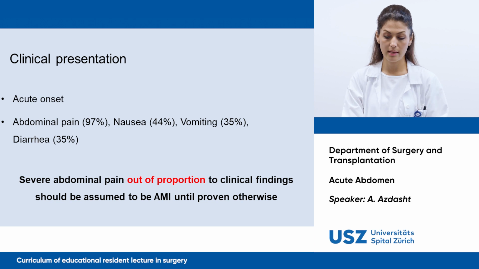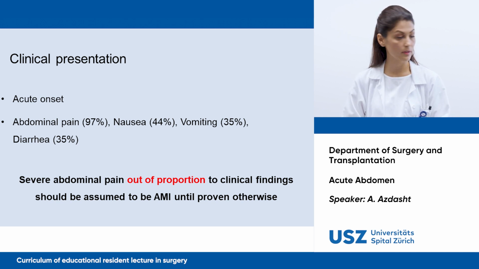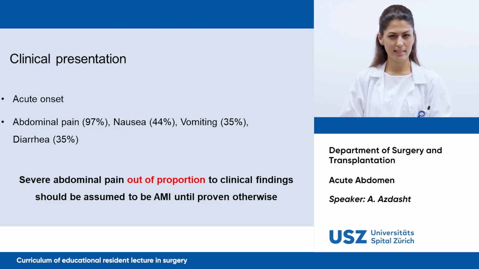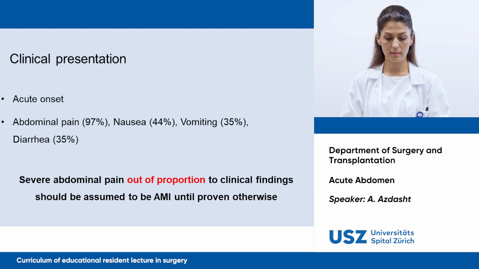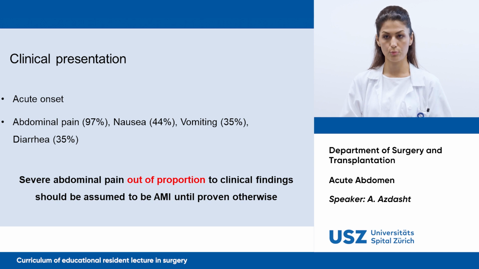Clinically, the patients with an AMI present themselves with an acute onset of abdominal pain. They feel nauseous, they suffer from vomiting and diarrhea. And as I said in the beginning, if you see that the severe abdominal pain is out of proportion to your clinical examination, you must assume an AMI until it's proven otherwise.